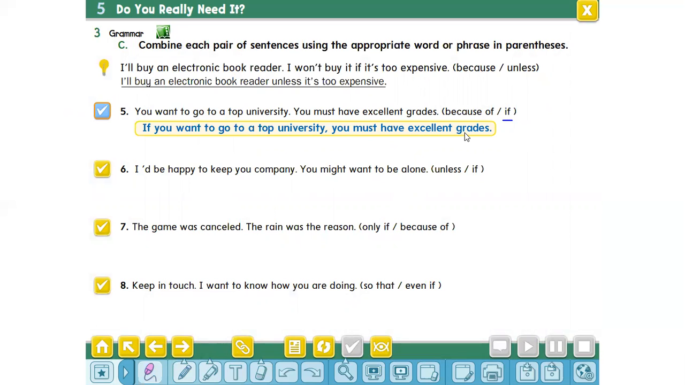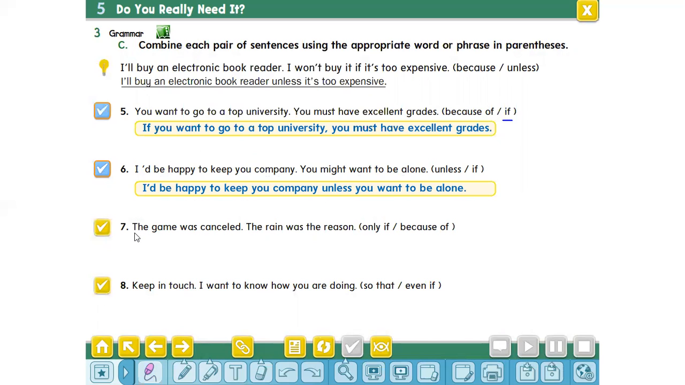And I hope all of you will join a top university. With my best wishes, my dear students. Number 6, I'd be happy to keep you company. You might want to be alone. Excellent. If not, which means unless. I'd be happy to keep you company unless you want to be alone.